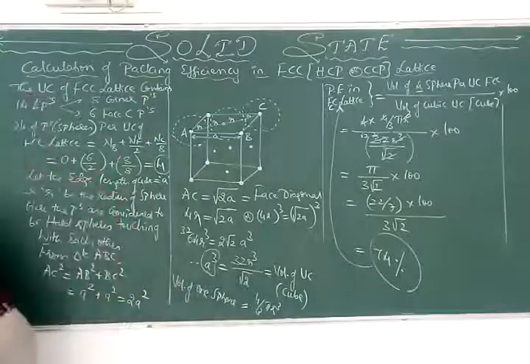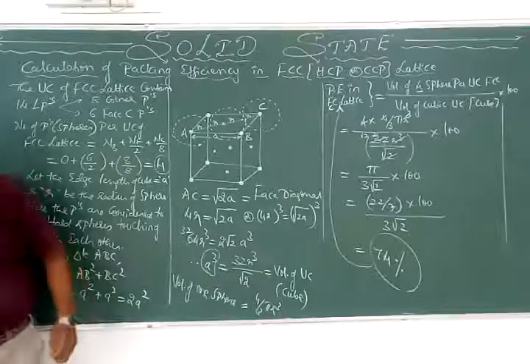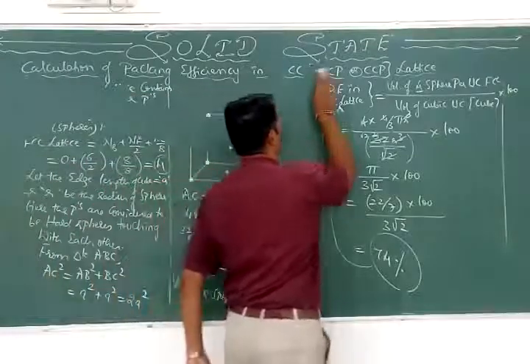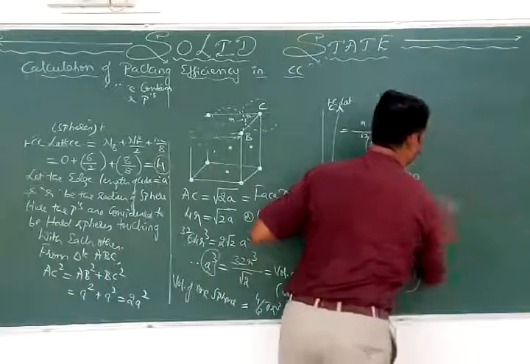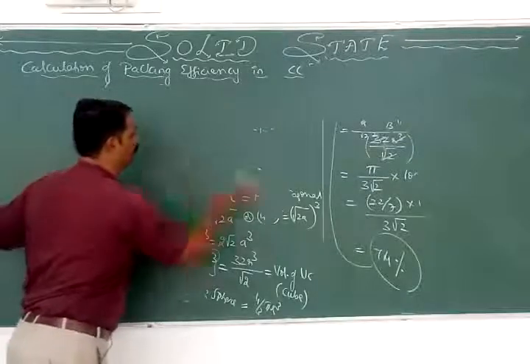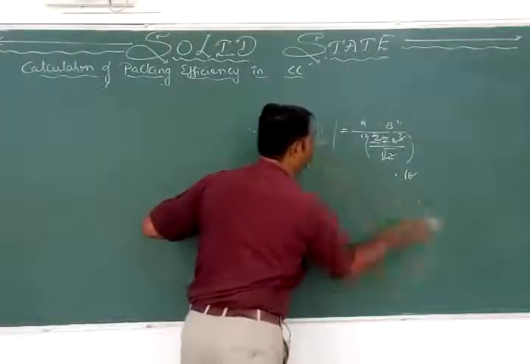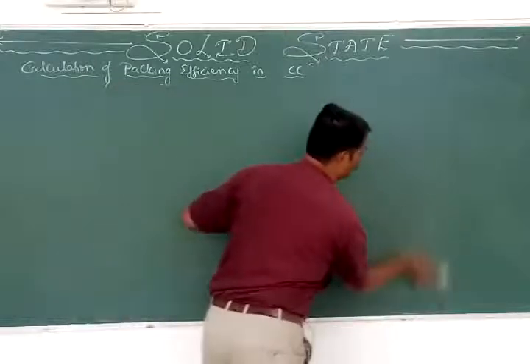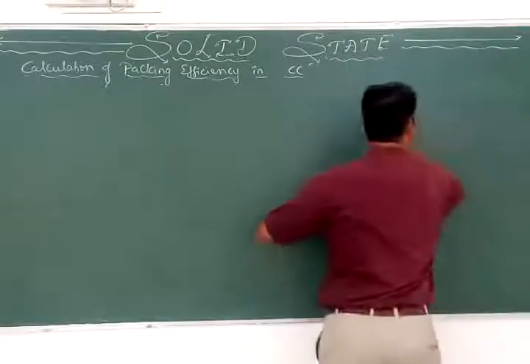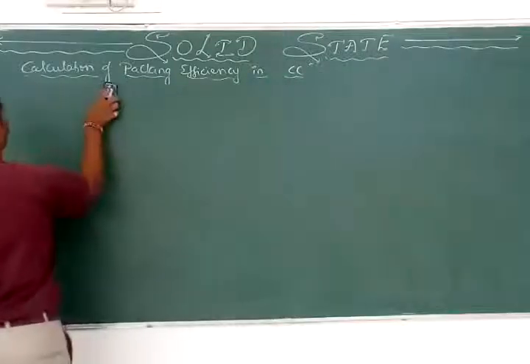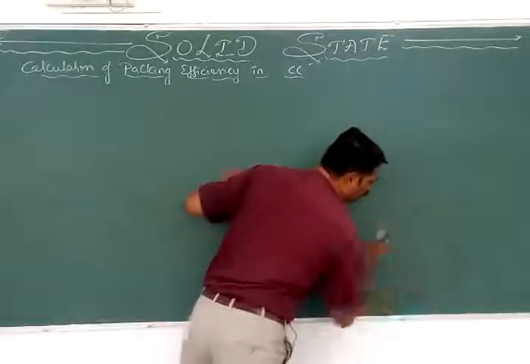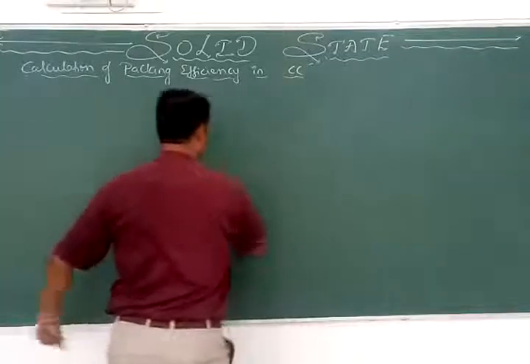Okay, so now we will move on to the last part, the last derivation: the calculation of the same for the BCC lattice. In the derivation for the calculation of the packing efficiency, or to study the structures of any solid, we assume that the particles are always considered to be what? Hard spheres, and they touch each other. So that is the main condition first.